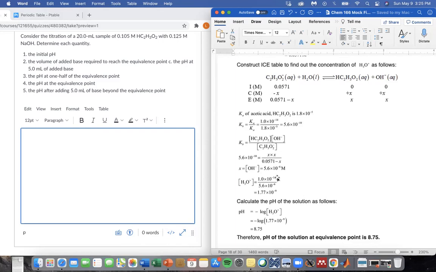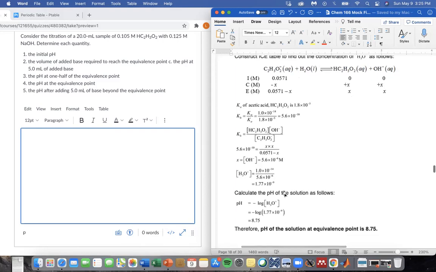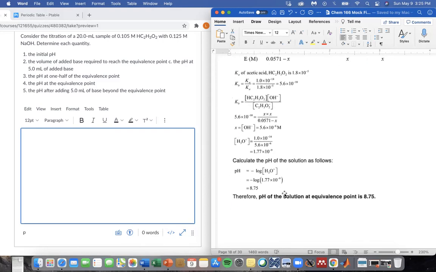So in order to get your H3O plus concentration, you need to do your Kw divided by your OH minus concentration. And when you do that, you get 1.77 times 10 to the negative 9th. So finally, to solve for the pH, you would do negative log of H3O plus, which is your 1.77 times 10 to the negative 9th, and you would get a pH of 8.75.